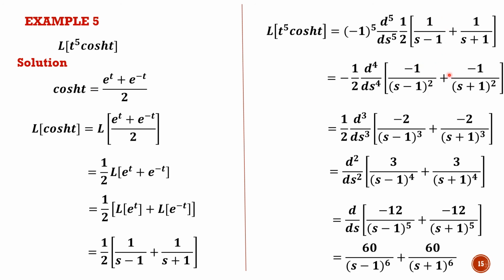Okay, this becomes easy because the derivative of 1 upon x is minus 1 upon x square. Then the derivative of 1 upon x square is minus 2 upon x cube. Then 1 upon x cube derivative is here, and 1 upon x raised to 4 derivative is here. Go on differentiating both the terms to get the fifth derivative of half of 1 upon s minus 1 plus 1 upon s plus 1. So L of t raised to 5 cos ht is equal to 60 upon s minus 1 whole raised to 6 plus 60 upon s plus 1 whole raised to 6.